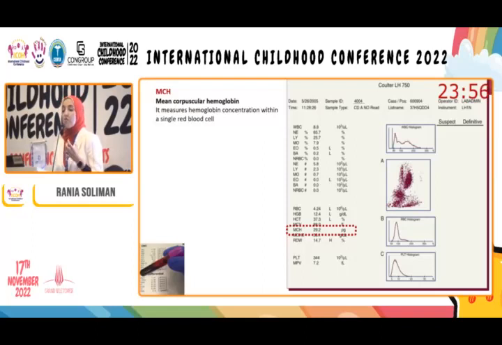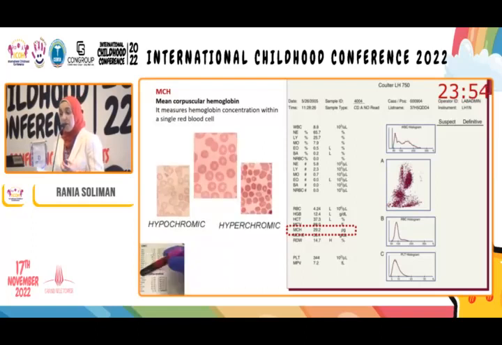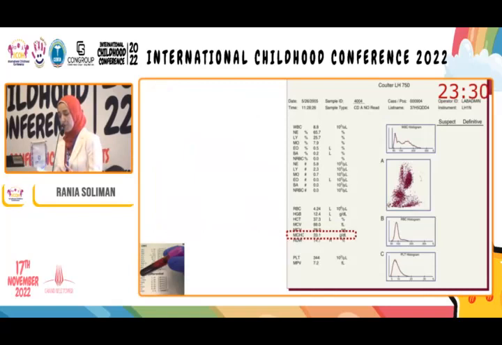The red color of the blood, the red color of the RBCs, comes from the oxygenated hemoglobin they carry. So the more oxygenated hemoglobin in the red blood cells, the more red they will look. So this number, when decreased, will lead to hypochromia, and when increased, will lead to hyperchromia.